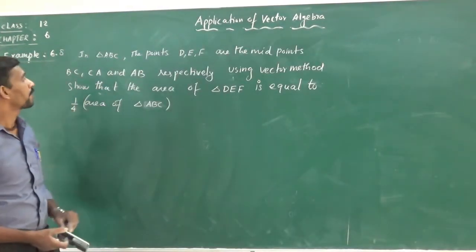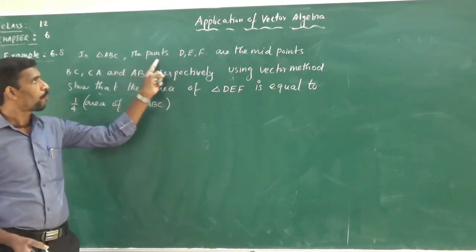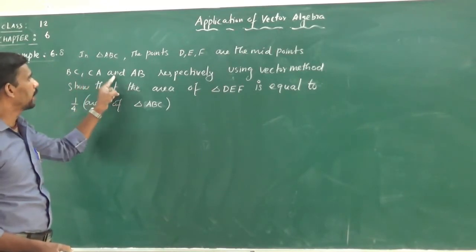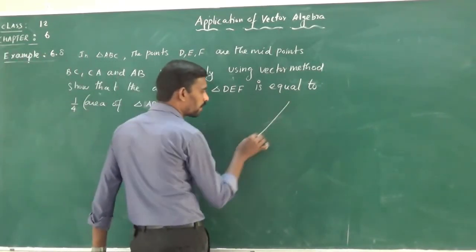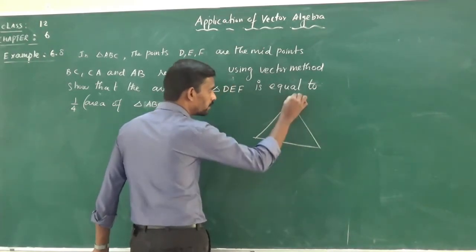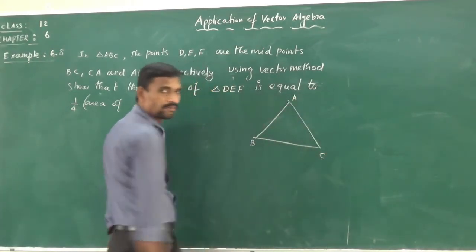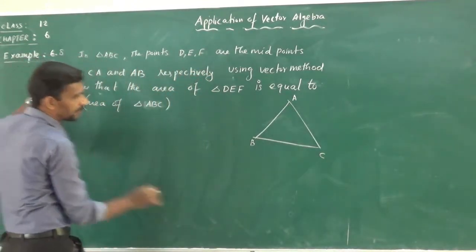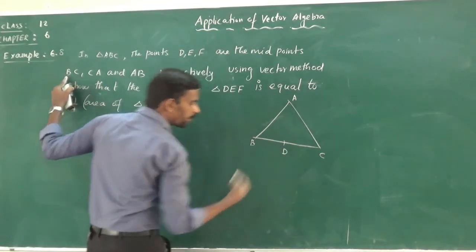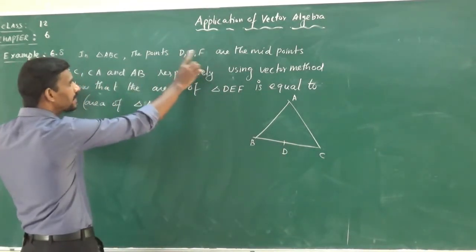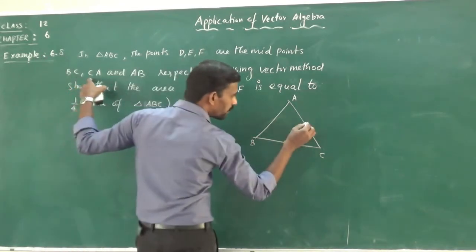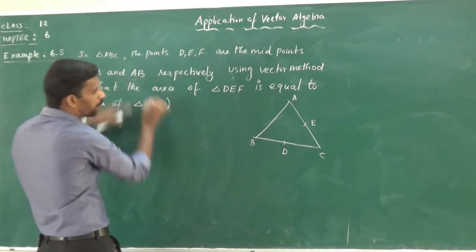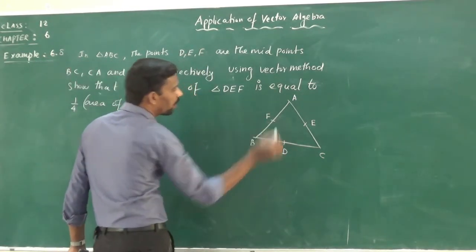This is example 6.8. In triangle ABC, the points D, E, and F are the midpoints of BC, CA, and AB. Now look at the triangle here. ABC is a triangle, and D, E, F, where D is the midpoint of BC. So this is BC, take the midpoint and name it as D. And E is the midpoint of side CA, name it as E. And F is the midpoint of AB.